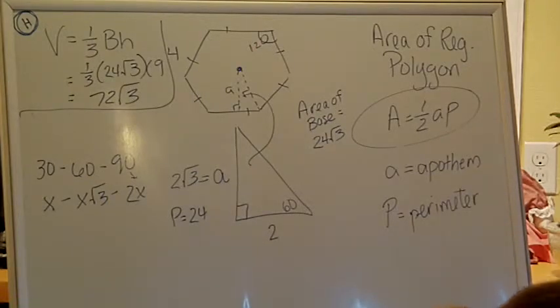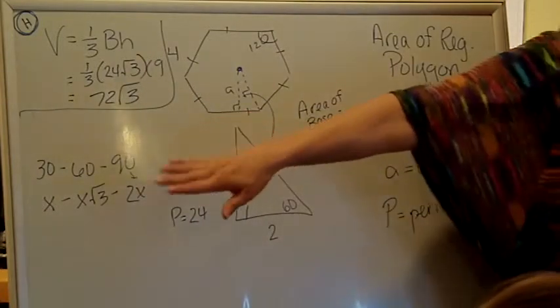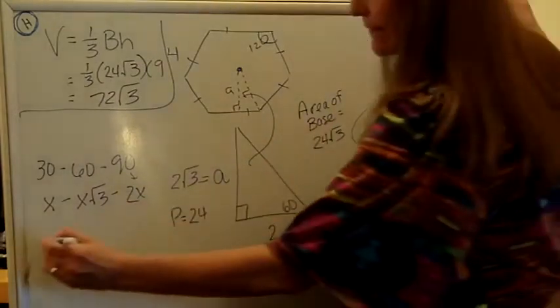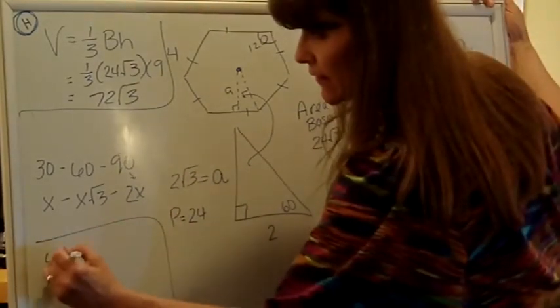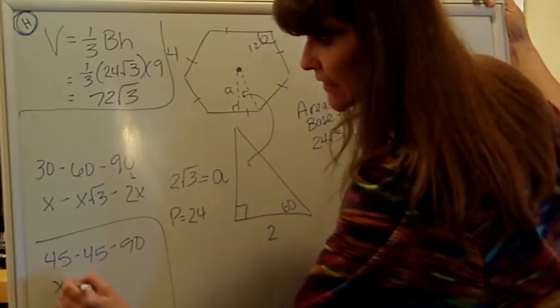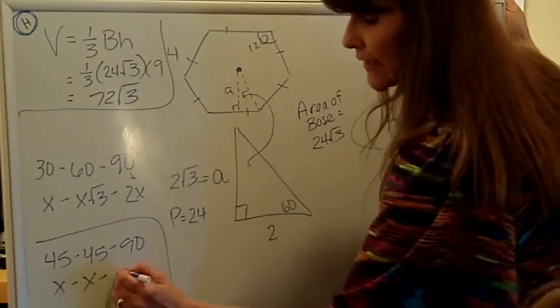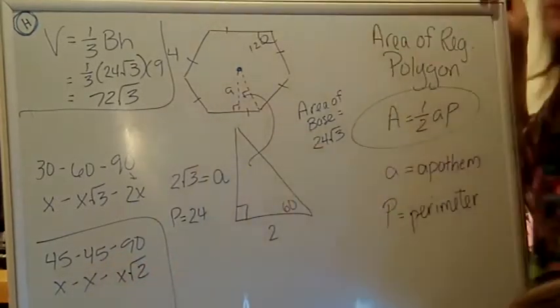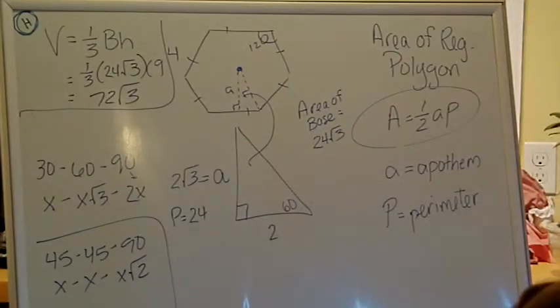What's the one for a 30-degree triangle? Well, there's a 30-60-90, and then there's the 45. For the 45, it is x, because the legs are always the same, x square root of 2. It's always the length of the leg times square root of 2.